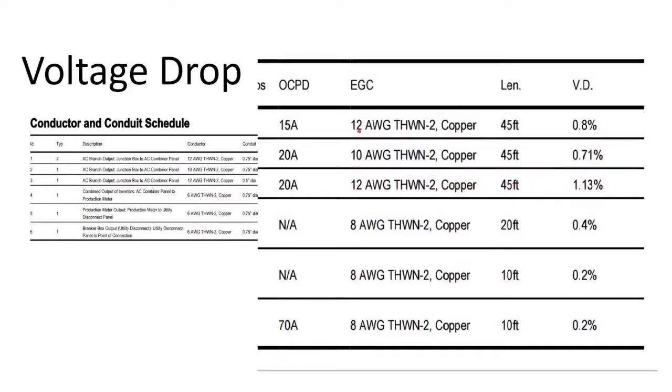And then, even though this particular circuit maybe has fewer optimizers or fewer microinverters, so less current going through it, it doesn't have much voltage drop at all. But let's go ahead and make that number 10 as well, just so that these conductors are uniform.